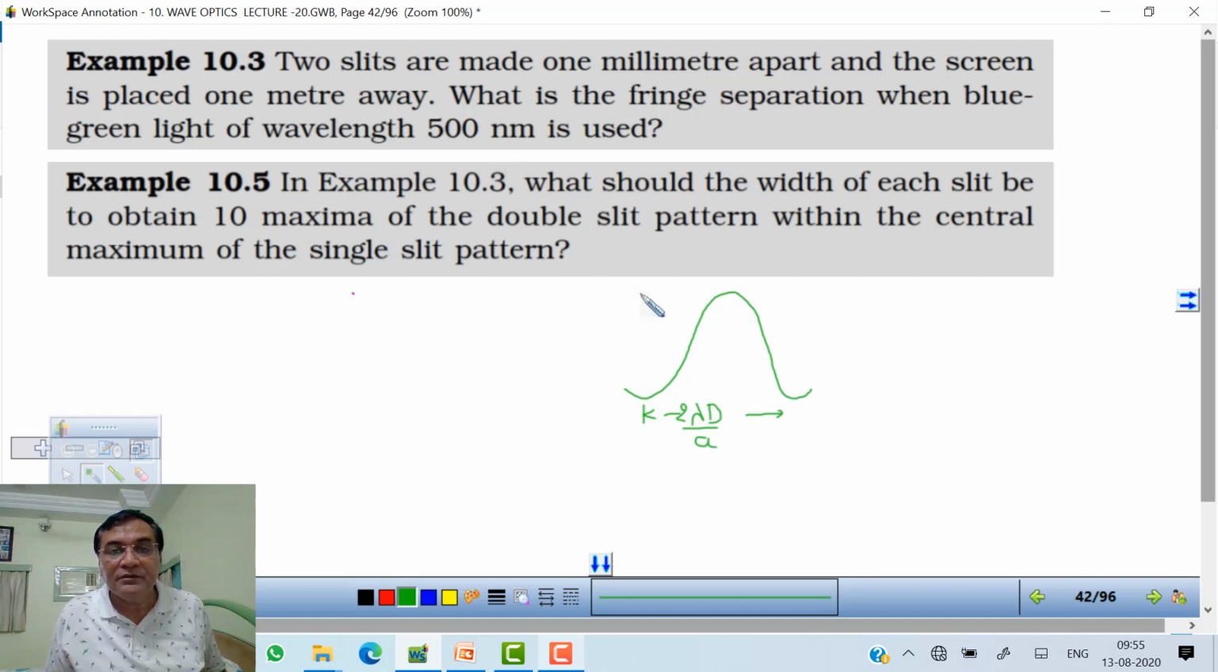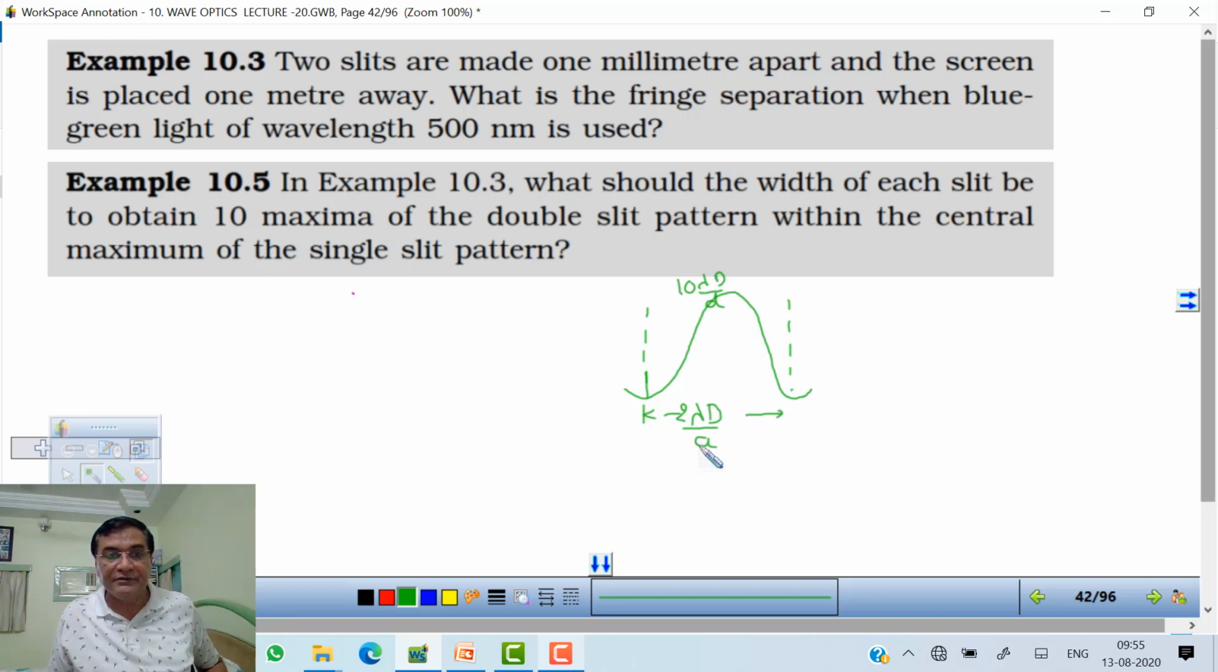Within that, how many? Ten double slit fringes. So from here to here, my 10 fringes should fit. It should be 10. So what is the width here? 10 lambda D upon d, where D is the distance between the two slits and a is the width of the slit.